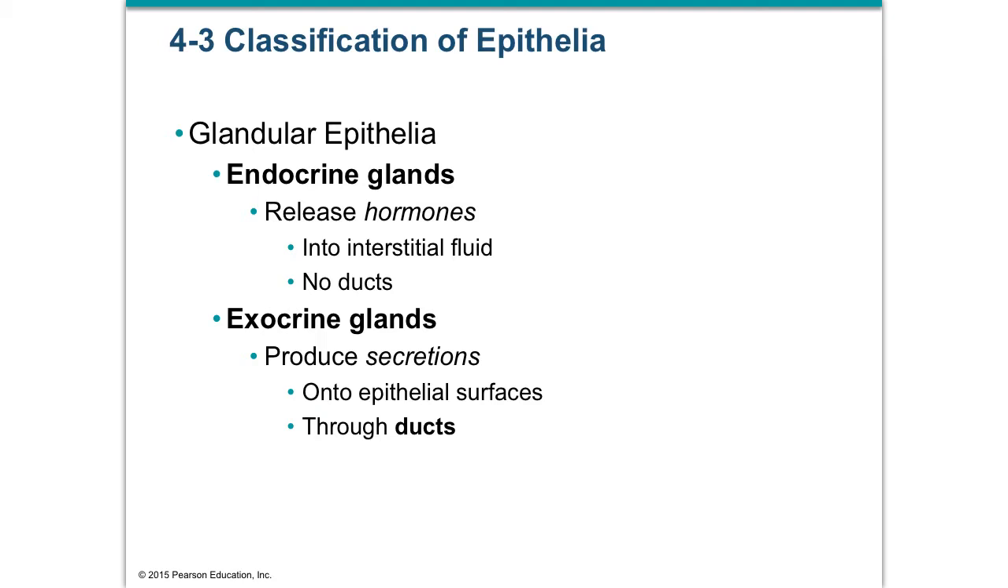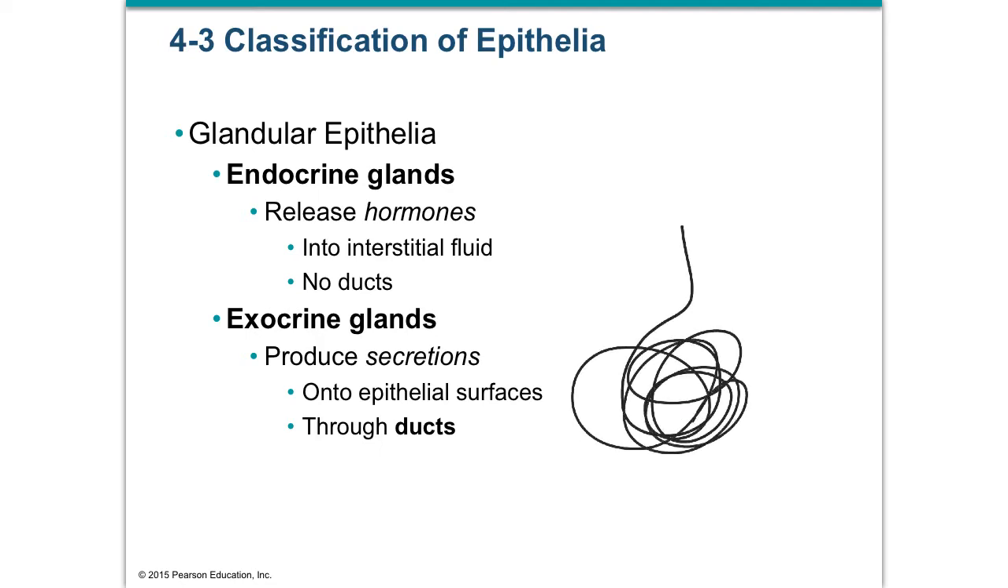I'll explain it there. So the exocrine glands, instead of releasing hormones, we call their products secretions. And they secrete their products onto epithelial surfaces, like sweat onto the surface of the skin. Same thing with oil. And they have ducts. So you might have this sweat gland under the skin, and it would release the sweat through that duct onto the surface of the skin.